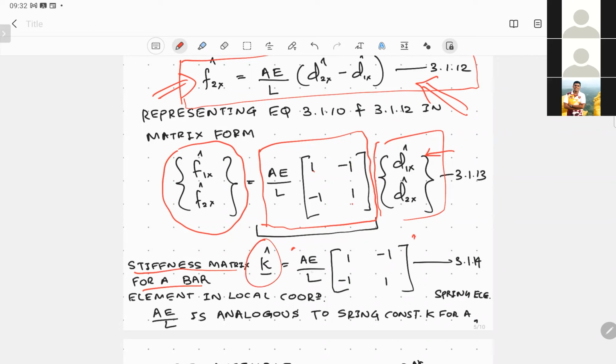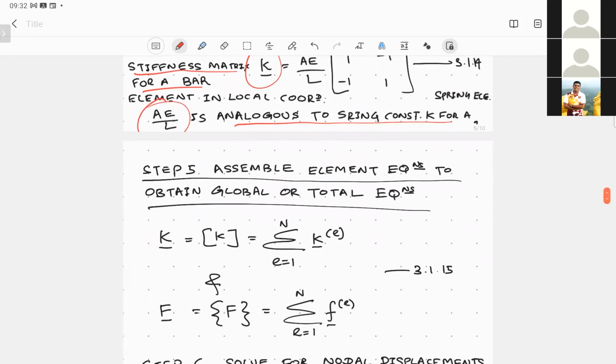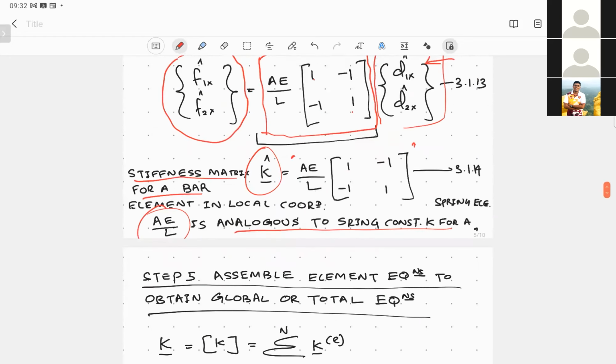It is nothing but AE divided by L, and when you take out these terms, you get a symmetric matrix where the off-diagonal terms have a minus sign, just as in the case of a spring. So here I have mentioned AE divided by L is quite analogous to a spring having a spring constant of k. So step 5 is nothing but assembling the element equations to obtain the global or total stiffness equation. So we have a stiffness equation for one element.